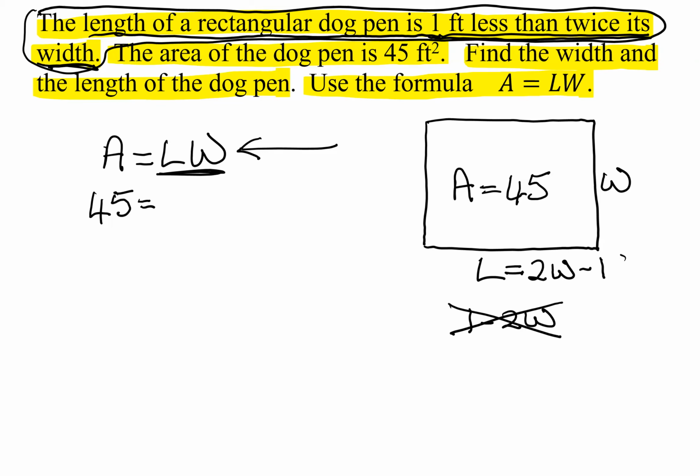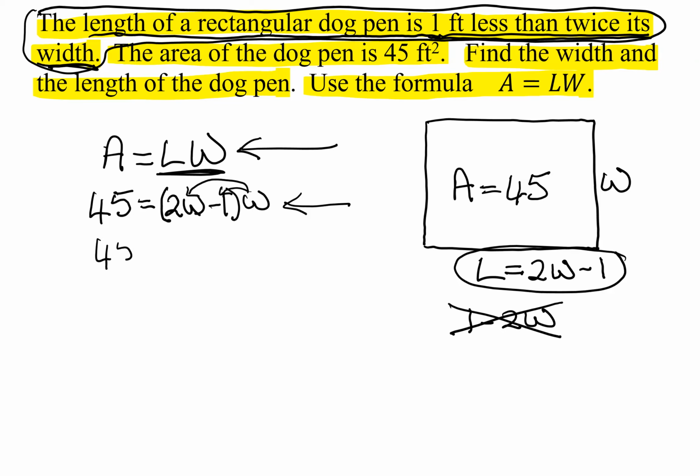So now what I'm going to do is take this statement that I just got. So instead of L, I'm going to write 2W minus 1 times W. Notice now how many variables in this equation? I only have 1. That's what I want. So I'm going to distribute in the W. So I get 45 equals 2W squared minus W.